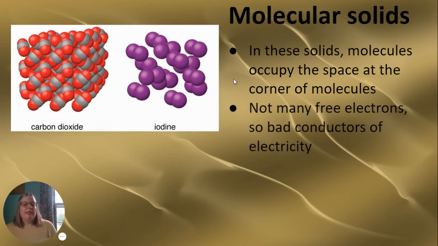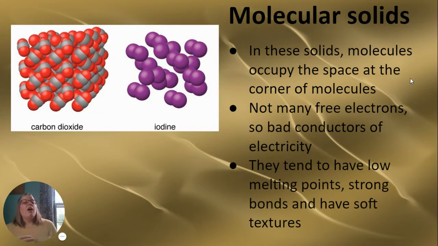What ends up happening is that there are not many free electrons in a molecular solid, just like in an ionic solid, because they're trapped in that lattice. And in the case of molecular solids, there just really aren't that many free electrons, period. So molecular solids are bad conductors of electricity. They also tend to have low melting points. They have strong bonds inside the molecules, but they do not have strong attractions between one molecule to another, and they tend to have kind of soft textures.